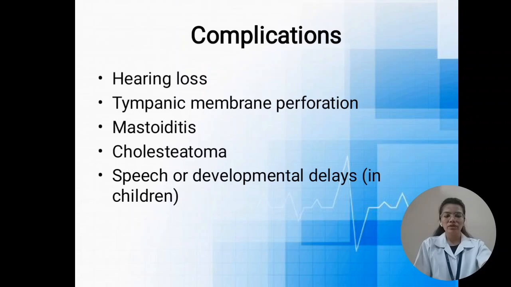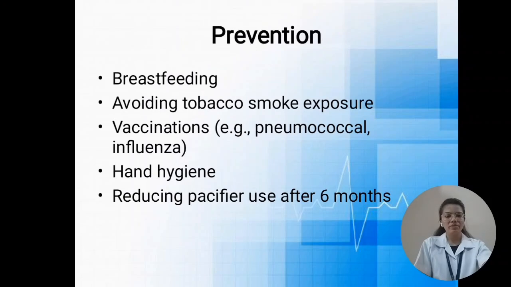Complications of otitis media would be hearing loss, tympanic membrane perforation, mastoiditis, cholesteatoma, and speech or development delay. Now, what are the preventions? Preventions are breastfeeding, avoiding tobacco smoke exposure, vaccination, hand hygiene, and reducing pacifier use after 6 months.